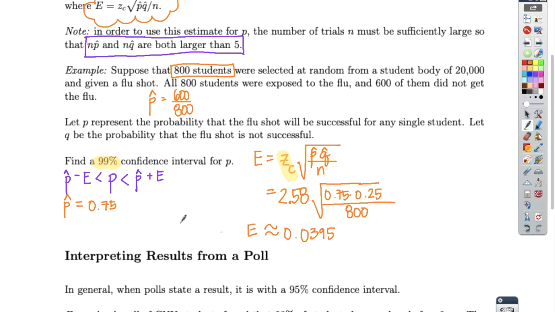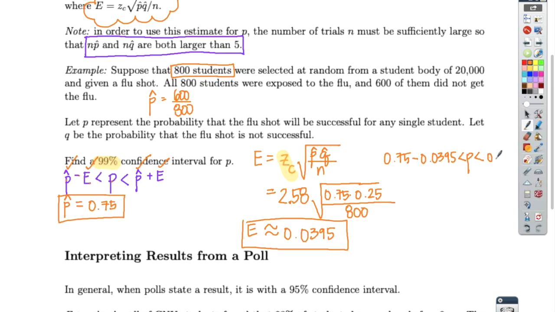Now I just take these values and plug them right into my formula. Remember, P stays P, just like mu stayed mu. Writing down a final answer, I'm going to say P hat, so 0.75, minus the error, so minus 0.0395, is less than P, is less than 0.75 plus 0.0395. Really running out of room.